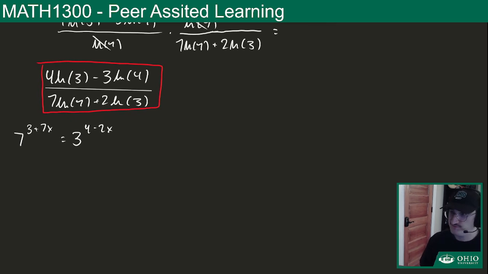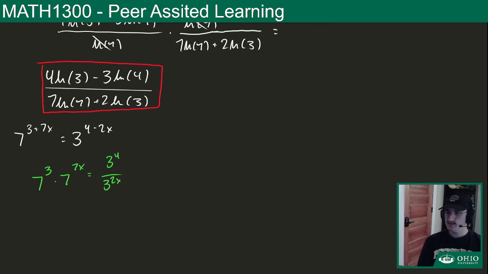Okay, so the first thing that I did is I utilized the exponent rules. So I turned 7 to the power of 3 plus 7x into 7 to the 3 times 7 to the x. Okay, then I can turn this into a division problem, 3 to the 4th over 3 to the 2x. These are just applying exponential rules, not super complicated. There's a theorem about them.